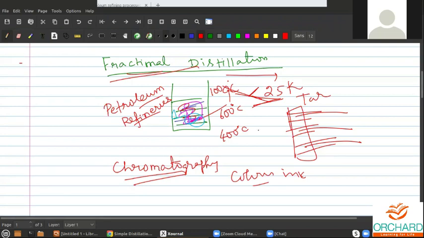The basic principle is evaporation and condensation. Simply, you can do that even within your home. I will tell you a simple method to understand this principle.